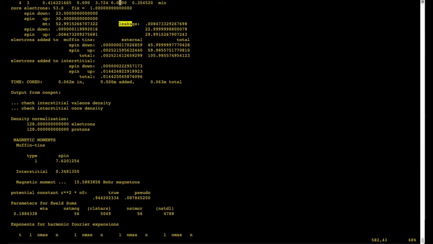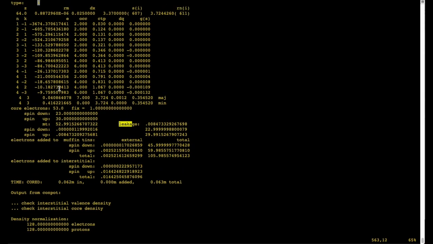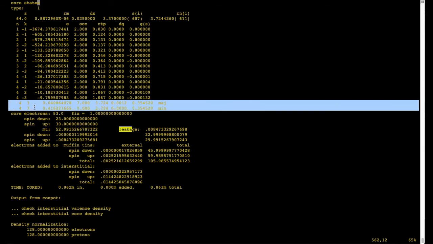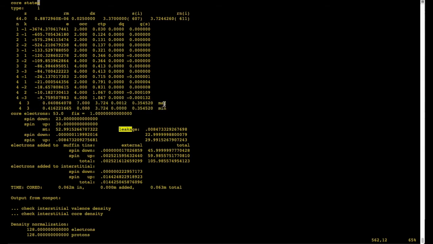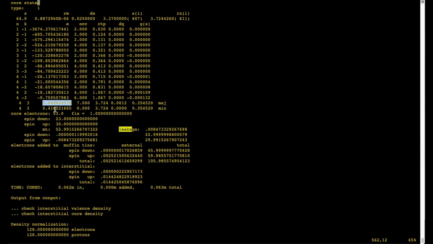If you look at the core states, now you can see that 4f states are treated in a separate way, because now they have a clear character of majority and minority, which stands for spin up and spin down. And these are their energies. One is located at 0.04 Rydberg, and another one is at 0.41.